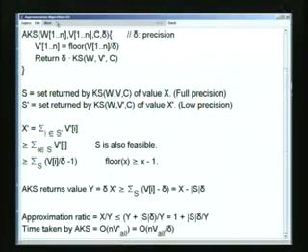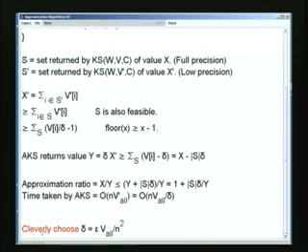What is the time taken by AKS? It is n times V prime all, and V prime all is essentially V all by delta. So it is this time. Notice that the time over the exact evaluation has reduced by a factor delta. All that remains now is to choose delta carefully.